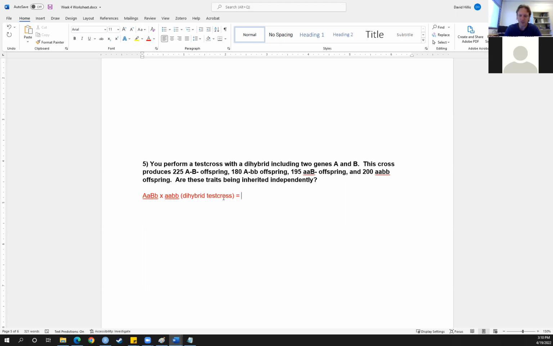And our expected ratios from this will be 1 to 1 to 1 to 1. And we can go ahead and go through the Punnett squares as to why exactly that is. Or we can, for the sake of time, just proceed with doing the calculation. So we're given our values.